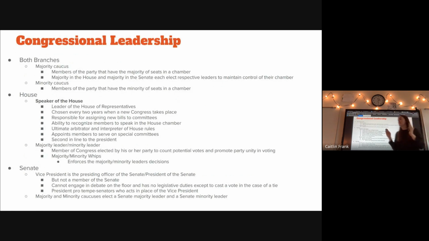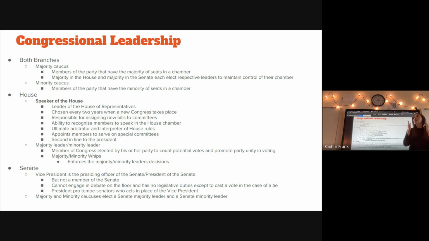So now let's look at leadership, which has some similarities. Both the House and the Senate have a majority party in control and a minority party. The majority party in control is called the majority caucus. So the political party with the largest number of representatives in the House and the largest number of senators in the Senate. And the minority caucus is the party that does not have a majority in the House or the Senate. So pretty simple definition, but why that's significant is that the majority caucus determines the leadership of the House and the Senate.